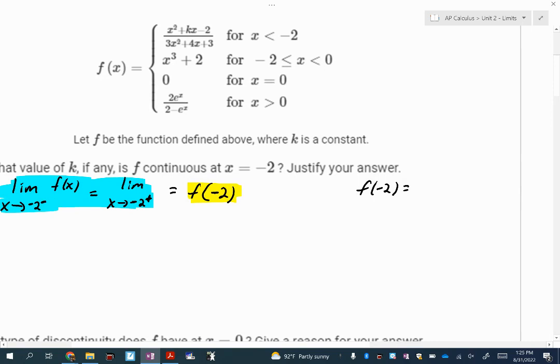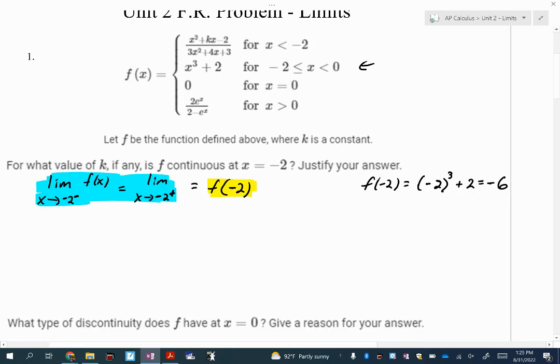f of -2 would be using this piece, and I'm going to do -2 cubed plus 2, which is -8 plus 2, which is -6. That means as I do the limit as x approaches -2 from the left and from the right, it must also be -6. Well, the limit as x approaches -2 from the right is actually what I just found, because it has this "or equal to" piece, so when I plug it in from the right, I just plug it into that piece and get -6. So that one is already good.